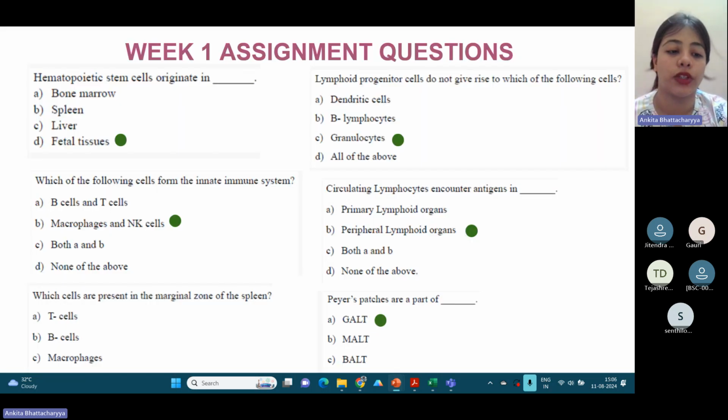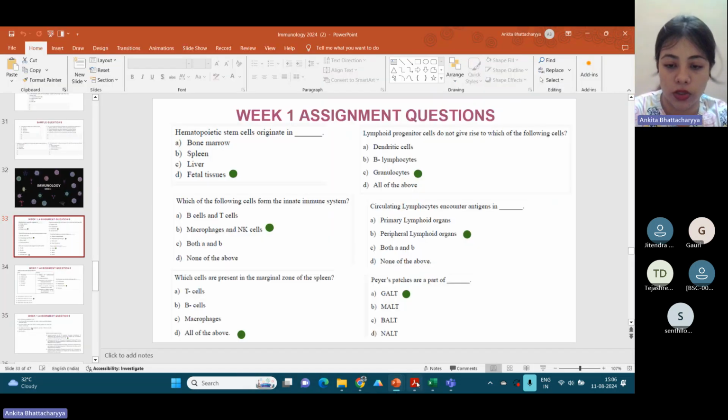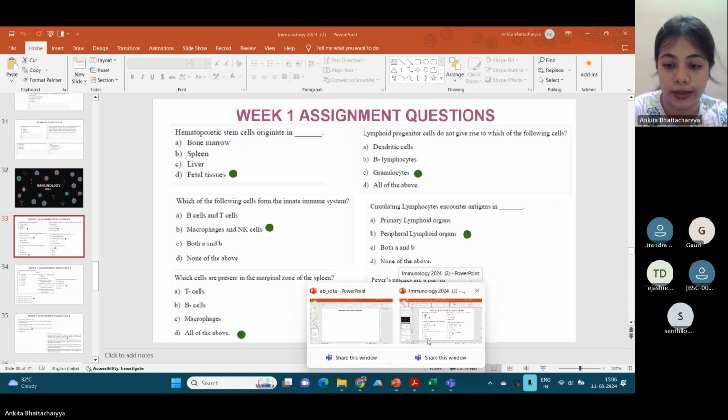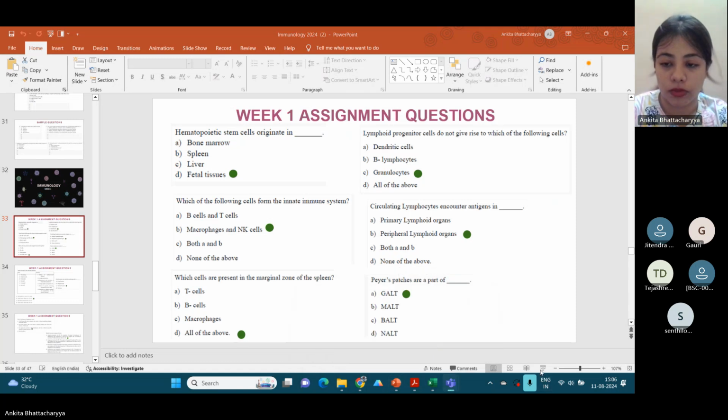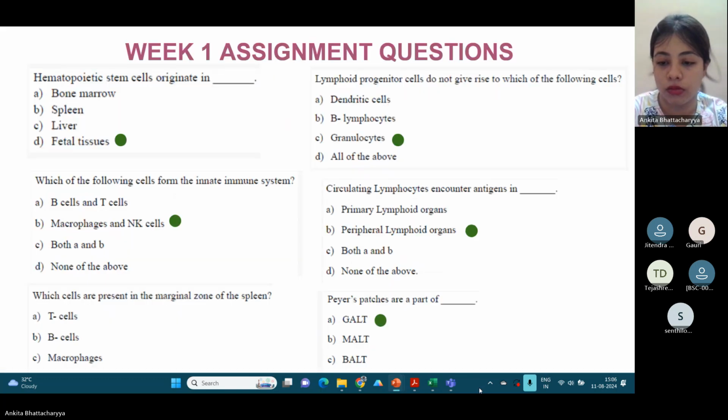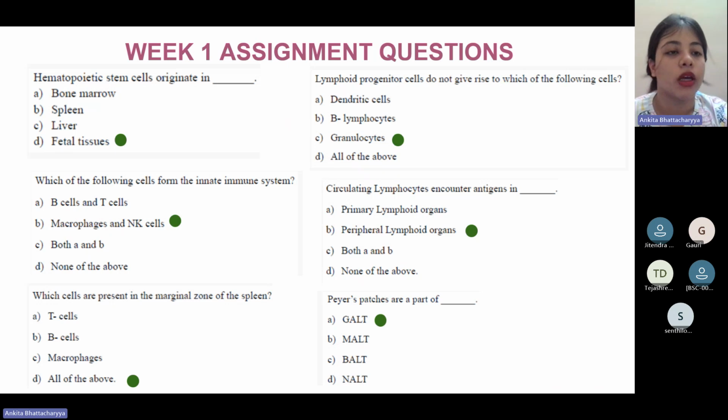First, we'll go over the questions that were given as part of the week 1 assignment. The first question here is about the origin of hematopoietic stem cells. Where do they originate? The options are bone marrow, spleen, liver, and fetal tissues.